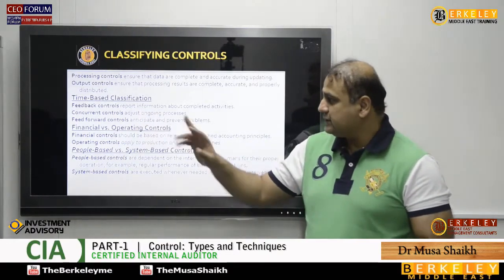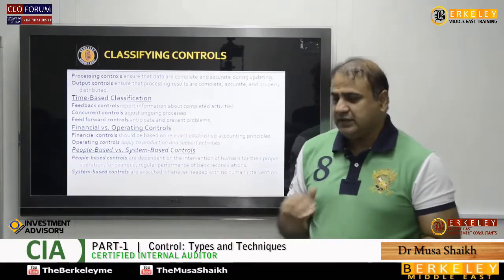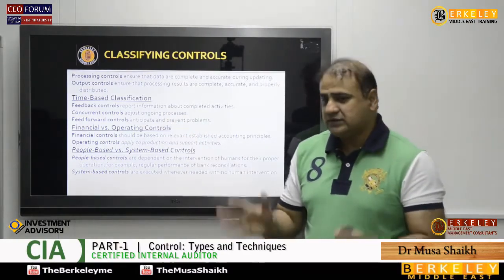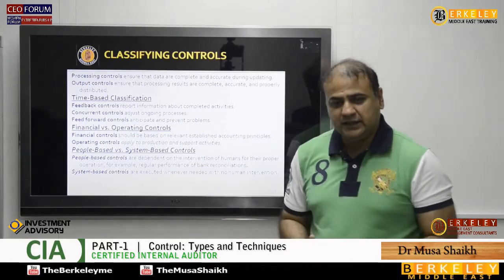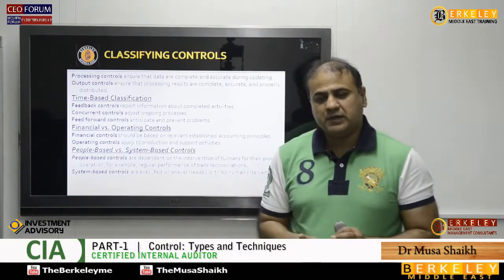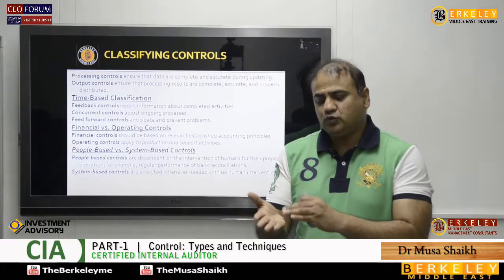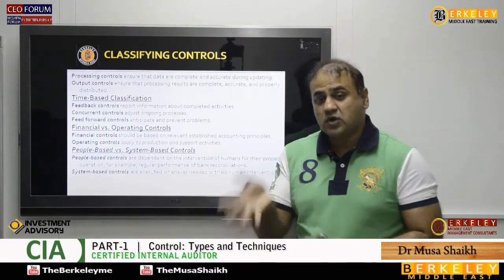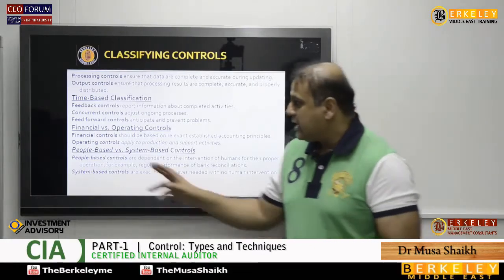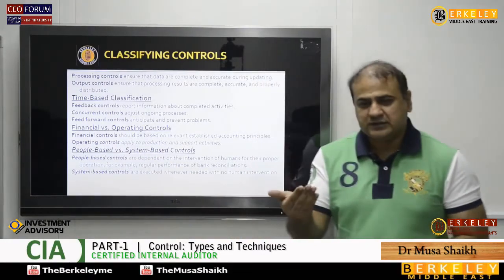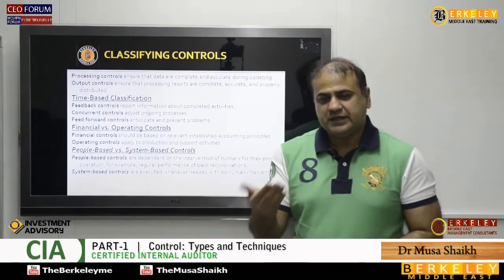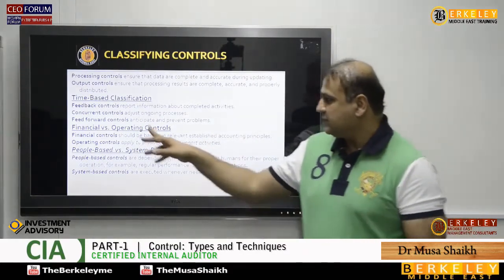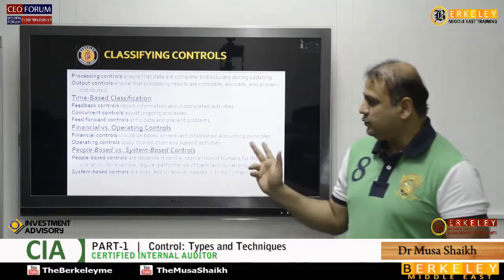We can define these controls according to time classifications as well. Feedback control means that after anything is complete, you will have feedback on it. Concurrent means both are done simultaneously. For example, a check by two signatories side by side is concurrent control, and feed forward means taking care of your future needs as well, that is, anticipating and preventing problems in the future.